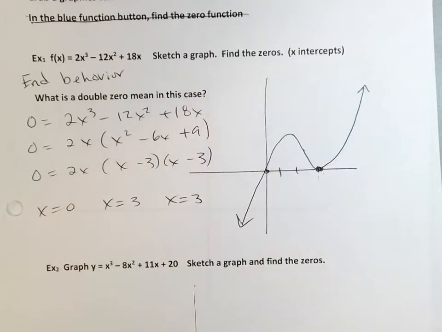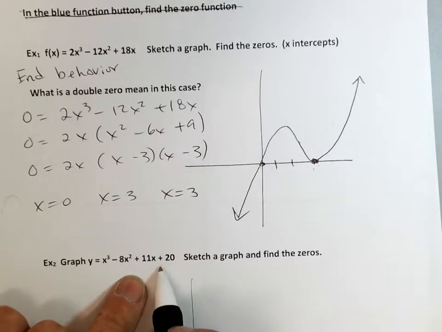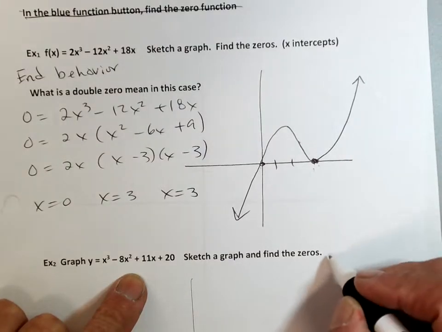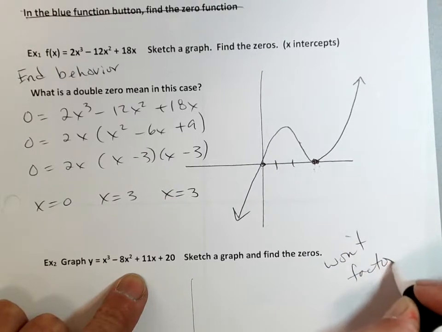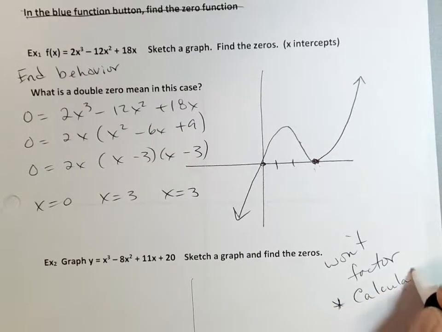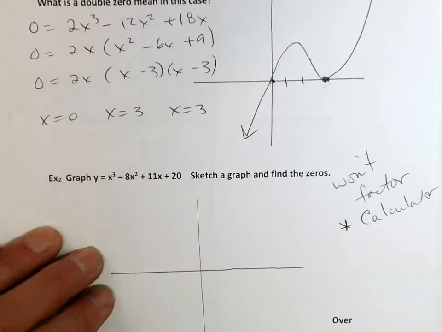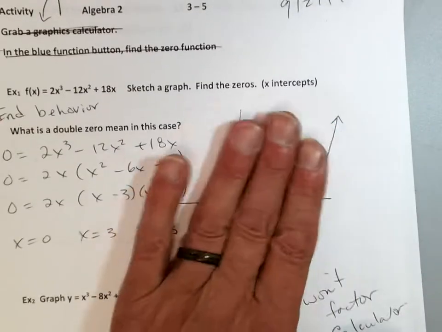Okay, so let's take a look at number 2. Same thing, but in this case, this one won't factor without a whole lot of tricks. So we have to use a calculator. We're going to have to use either Desmos or my calculator, and I'm just going to type it in. I do know it's going to have the same kind of shape as this.